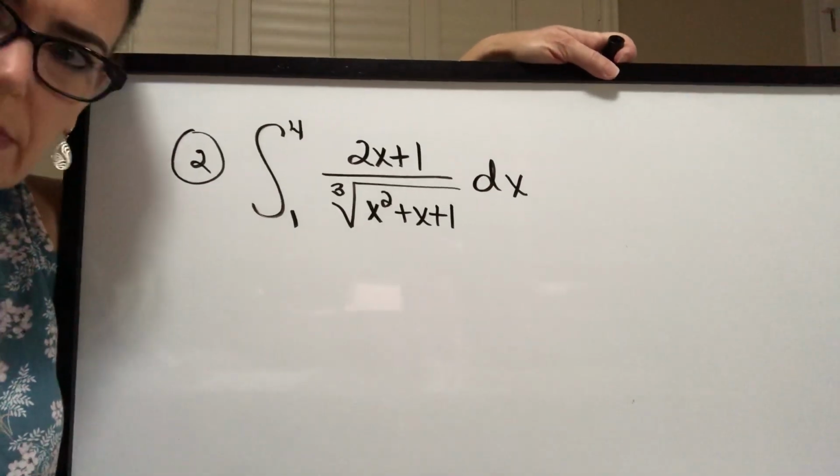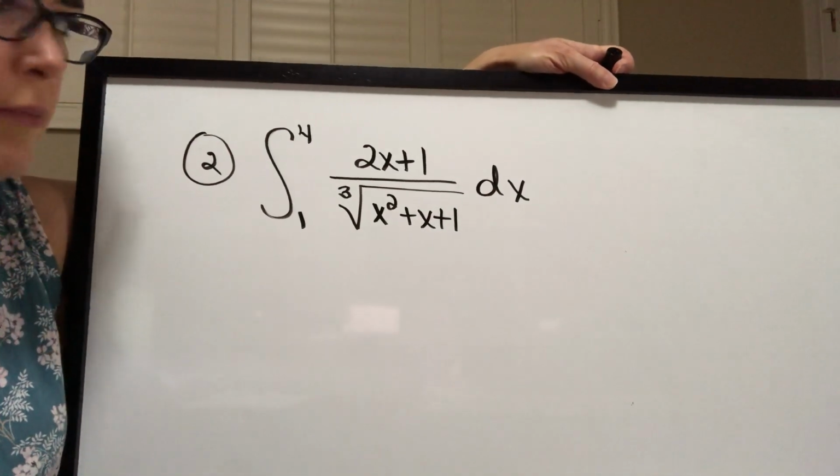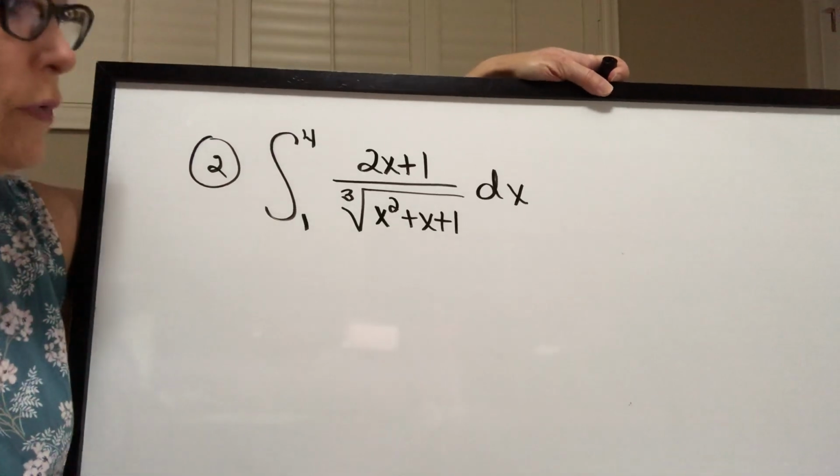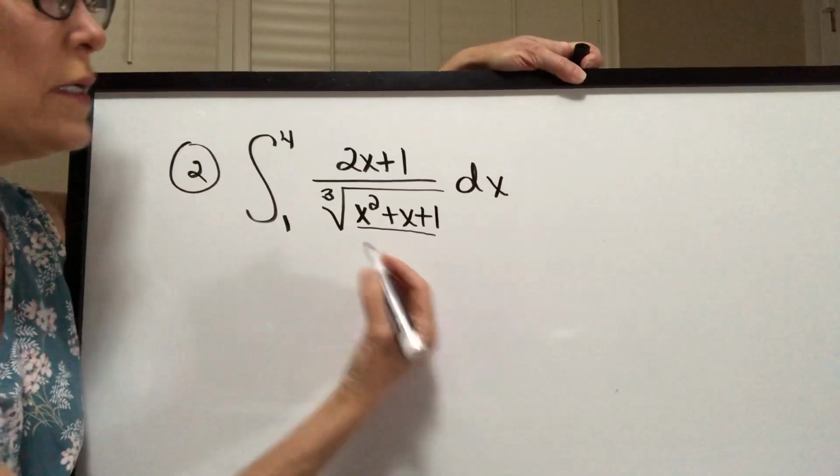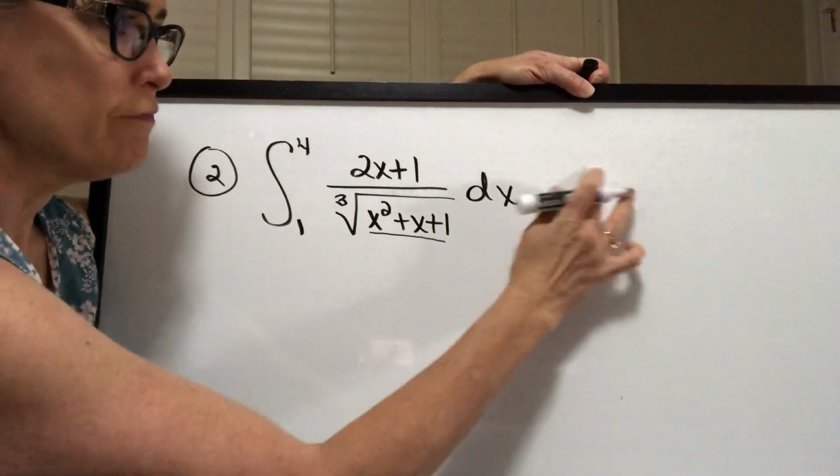Okay, so we're doing u substitution still. So take the more complicated part and make that u. So I'm going to use what is inside of the radical, x squared plus x plus 1, and say that's u.